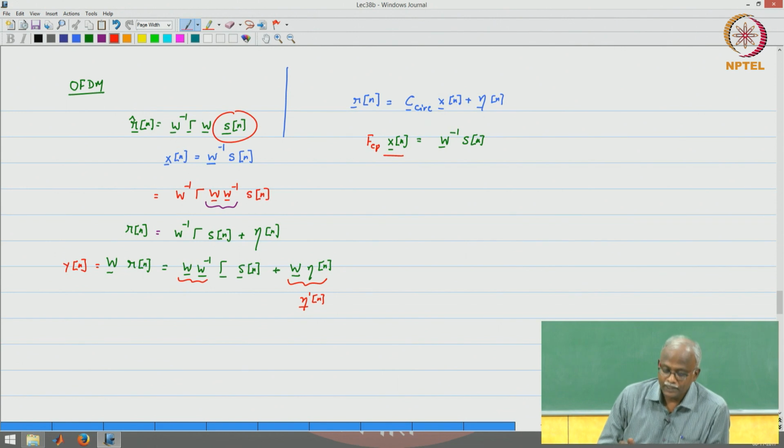The third step, where you have written for S of n. Yes, W inverse into S of n. How is that? That is my modulation step.